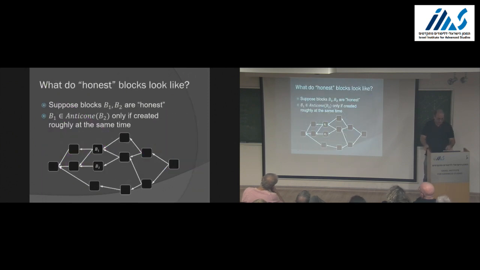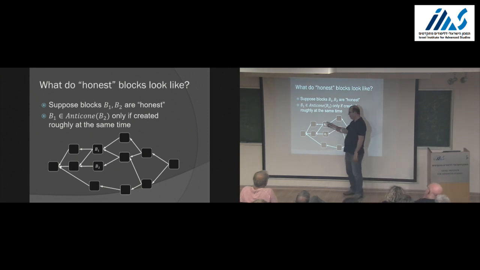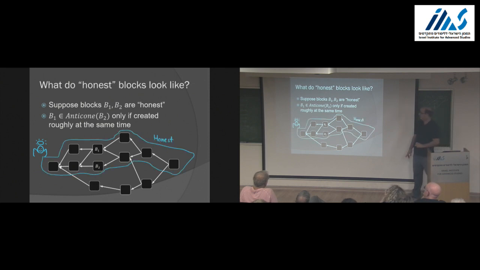So now the intuition of the protocol is to ask, how do two honest blocks look? How do honest players behave? Suppose B1 and B2 are created by two honest participants roughly at the same time. So how do we know that? If there was an oracle somewhere in the sky that tells us these are the honest guys right here, what do we expect to see about them?